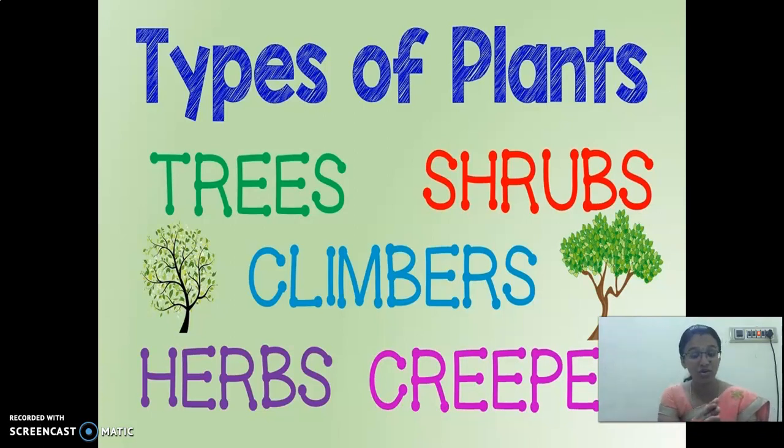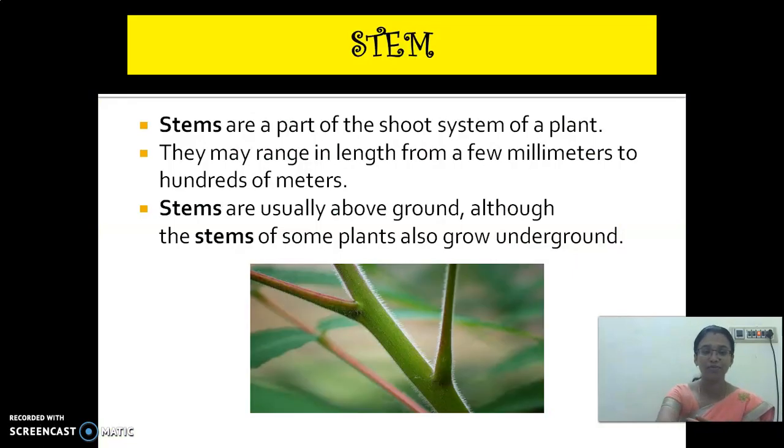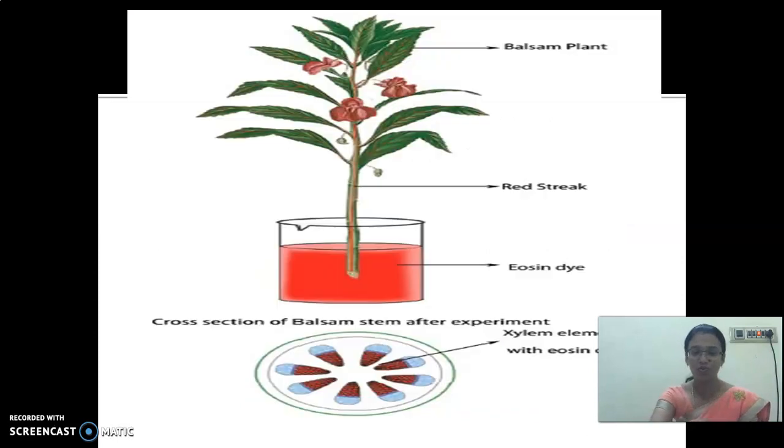So whether you are sitting with a hints note, take down the points which I am telling you, okay? Then stem. As I told you in the last class, stems are part of the shoot system. They may range from a few millimeters to meters, and usually the stems are present above the ground, and a few plants have stems below the ground also. And this is the activity which we performed in the last class, right? We are able to see the red streak in this plant. So this proves that stems are responsible for the transport of water and minerals to all parts of plants.